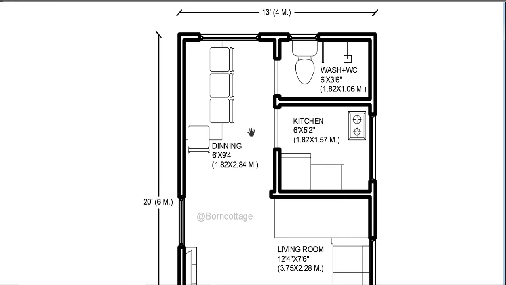So on the left side we have the dining area. The size of the dining area is 6 feet into 9 feet 4 inches, in meter 1.82 into 2.84 meter. You can see here the dining counter with 4 chairs and a large size window for ventilation of this area.